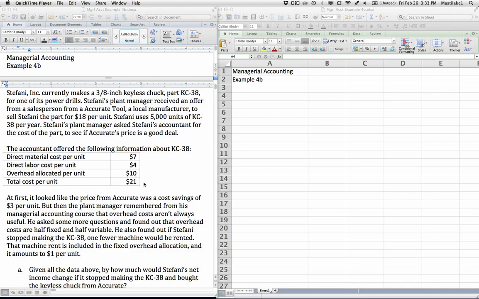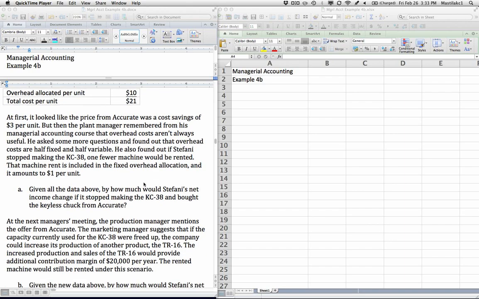But there's this voice in the back of the plant manager's head that said, I think I remember when I took my MBA, there was a managerial accounting class, and there was something about overhead costs not necessarily being the right number for the information or for the question that I need to answer. So the production manager went back to the accountant and said, listen, here's what I need that data for. I've got an offer to buy this part for $18 a unit. So I need to know what's going to happen if I stop making and start buying.